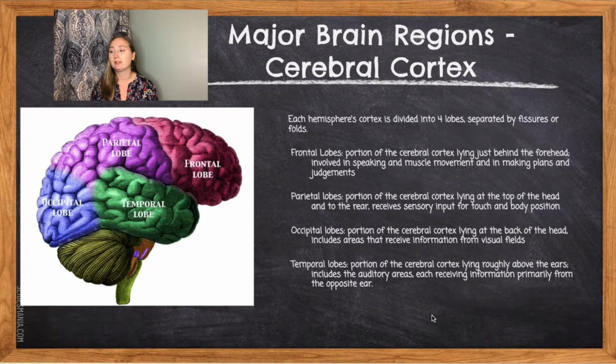These include areas that receive information from your visual fields. So the occipital lobe is where you process vision. And then your temporal lobes, these are the portion of the cerebral cortex lying roughly above the ears, so they're here, okay? These include the auditory areas, where hearing gets processed, and each hemisphere is going to receive information from the opposite ear. So this side of my brain would process information from this ear, and vice versa.